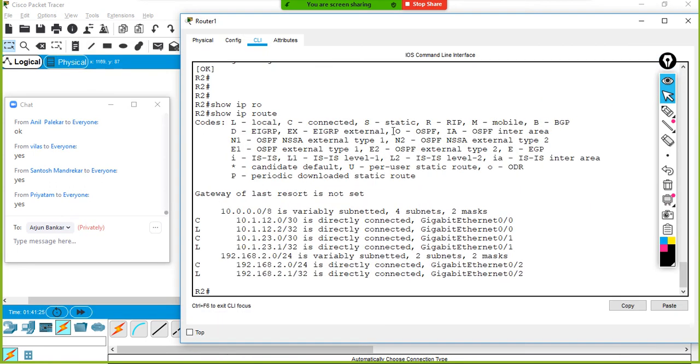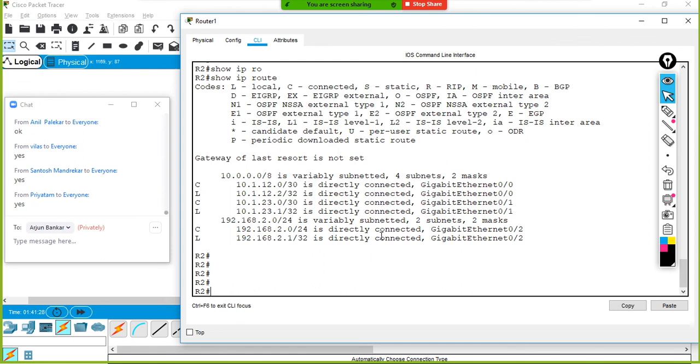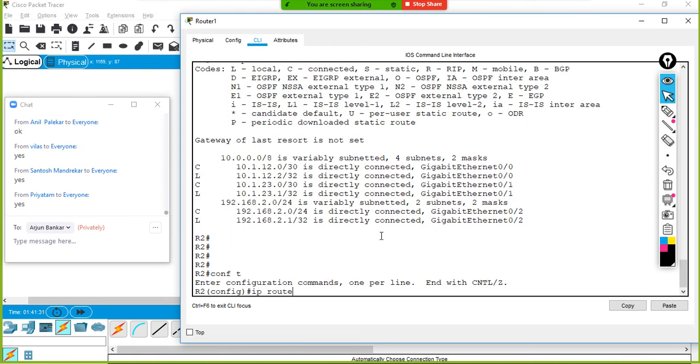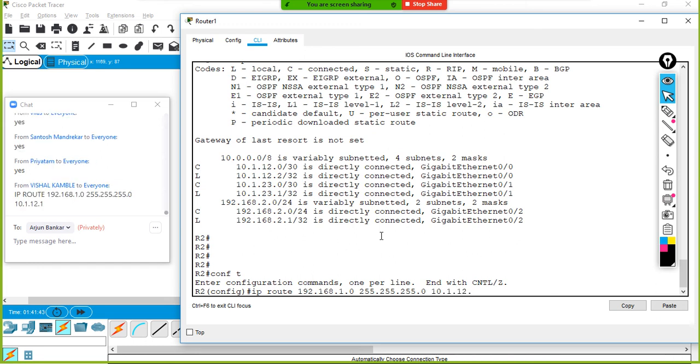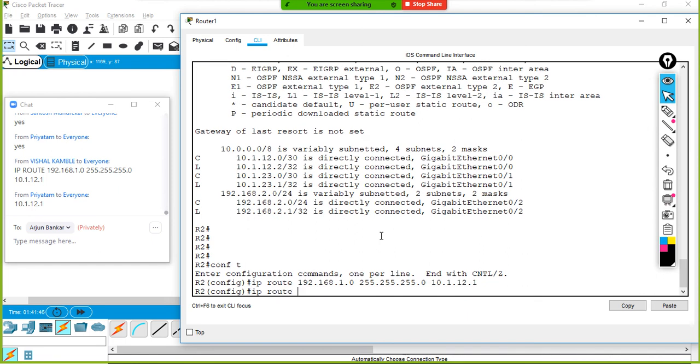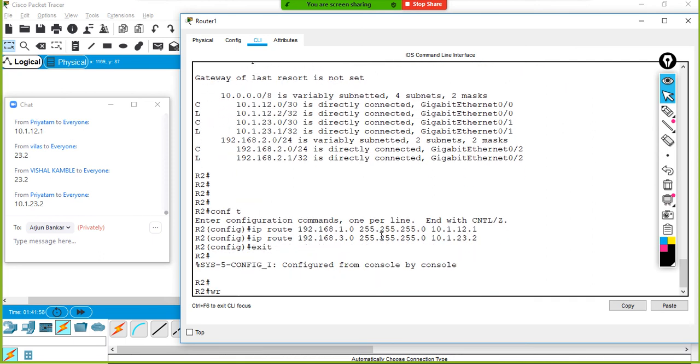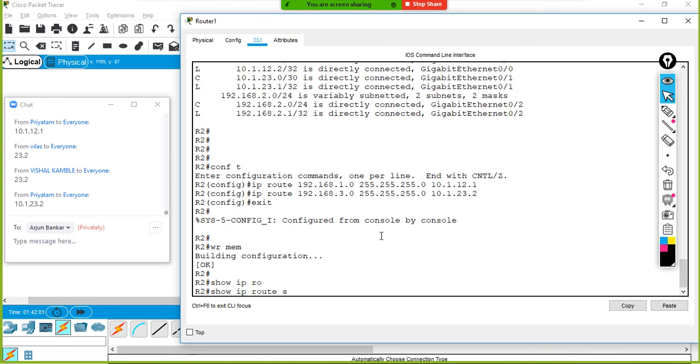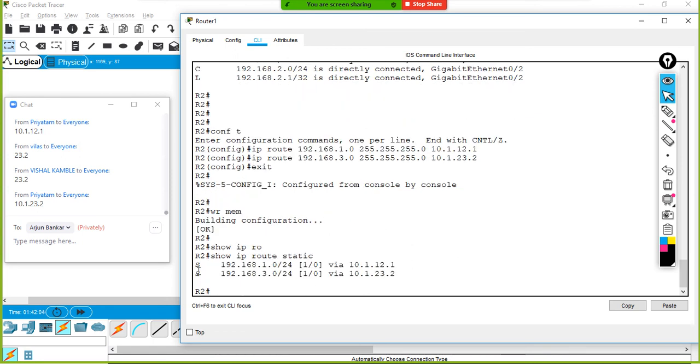So I am in router 2. First of all I am going to write: conf t, ip route 192.168.1.0 255.255.255.0. What's the next stop? Help me out. 10.1.12.1. Then I am going to write ip route 192.168.3.0 255.255.255.0. What's the next stop? 10.1.23.2. That's good. Right, guys? So now if you type show ip route static, I am able to see 2 routes. Did you see there? Is it clear for you guys?